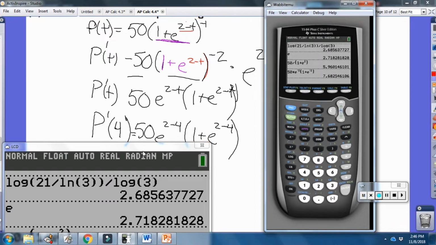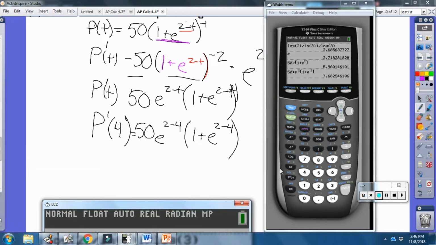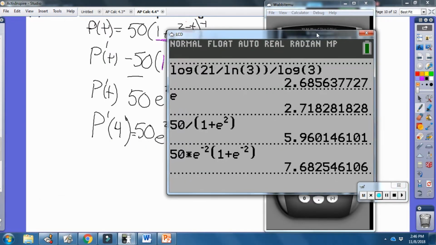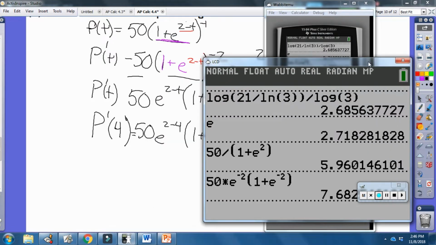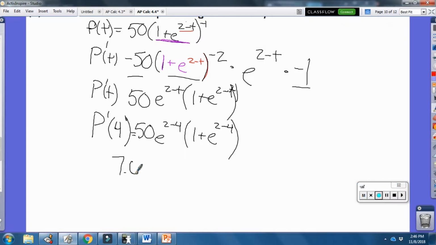So this says that the rate of change after 4 days was about 7.68 people per day. So the rate of change was 7.68 people per day getting the flu.